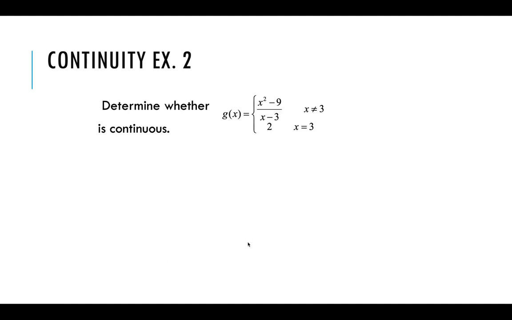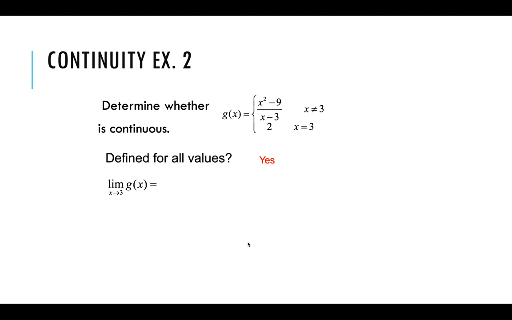Okay, we're going to determine whether the function G of X equals X squared minus 9 over X minus 3, so long as X doesn't equal 3, and equals 2 if X equals 3. So is it defined for all values? Yes. X equals 3 could cause a problem, but the fact that there's a different rule for X equals 3, that the function equals 2 there, takes care of that problem.